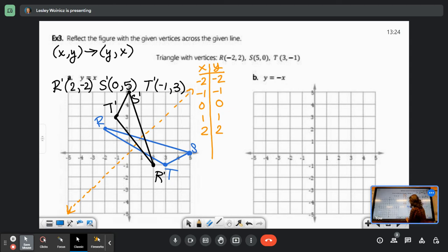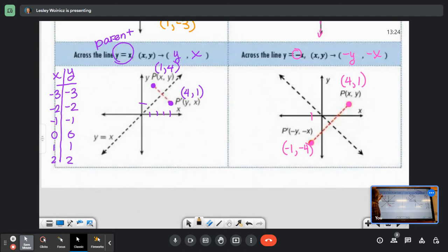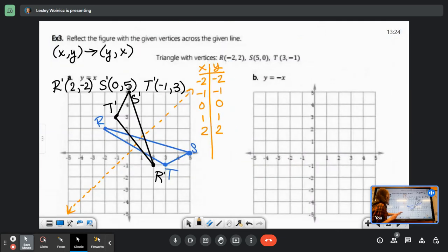Okay, now also on the front was our rule for reflecting in the line y equals -x. Let's go back and look at that one. So not only did our x and y change spots, they also changed signs. So they changed spots and changed signs. So let's write that rule. (x, y) maps to (y, x), but they're opposite, so now they're negative. Okay.